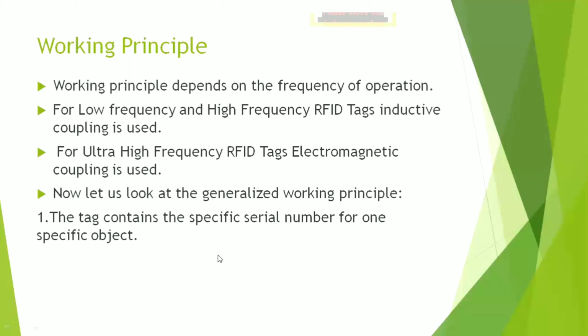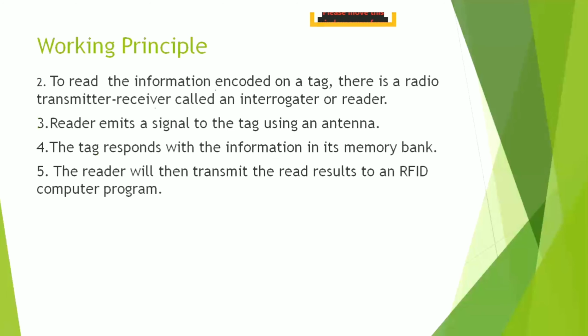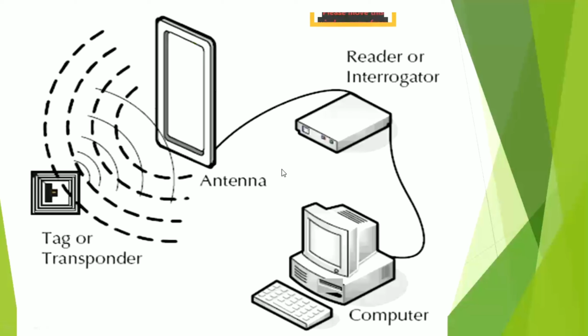As I have already mentioned, every tag contains a specified serial number for one specific object. So to read the information present on the tag, first the reader, which is also known as the interrogator, will emit a signal to the tag using an antenna. When the tag receives this signal, it will respond with the information which is present. And the reader will then transmit the read results to an RFID computer program. So this is the simple working principle of RFID technology. As you can see, this is the tag or transponder, antenna, reader or interrogator, and then comes the computer.